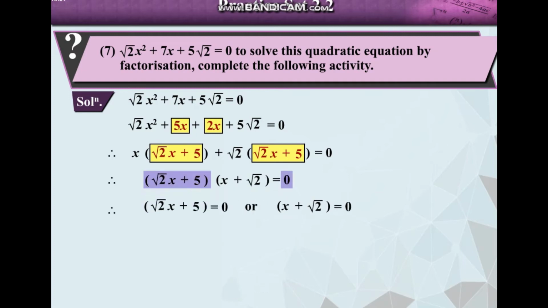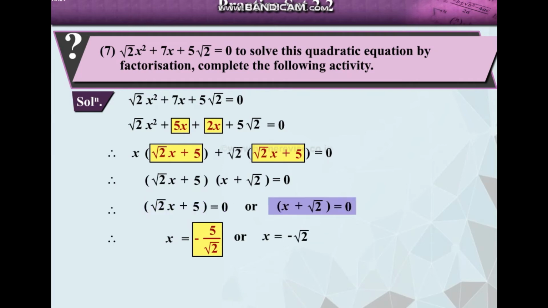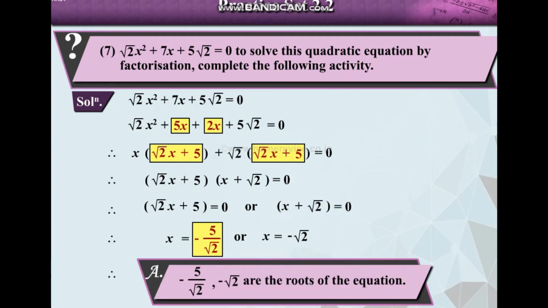Therefore, root 2x plus 5 is equal to 0, or x plus root 2 is equal to 0. Therefore, x is equal to minus 5 upon root 2, or x is equal to minus root 2. Therefore, minus 5 upon root 2 and minus root 2 are the roots of the equation.